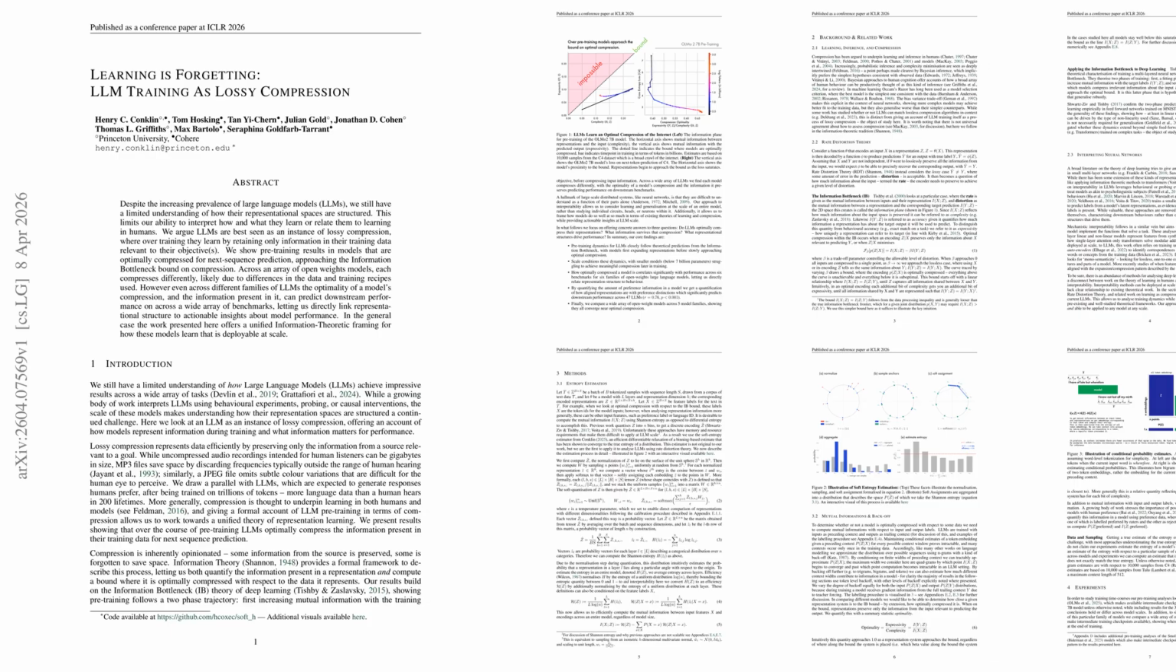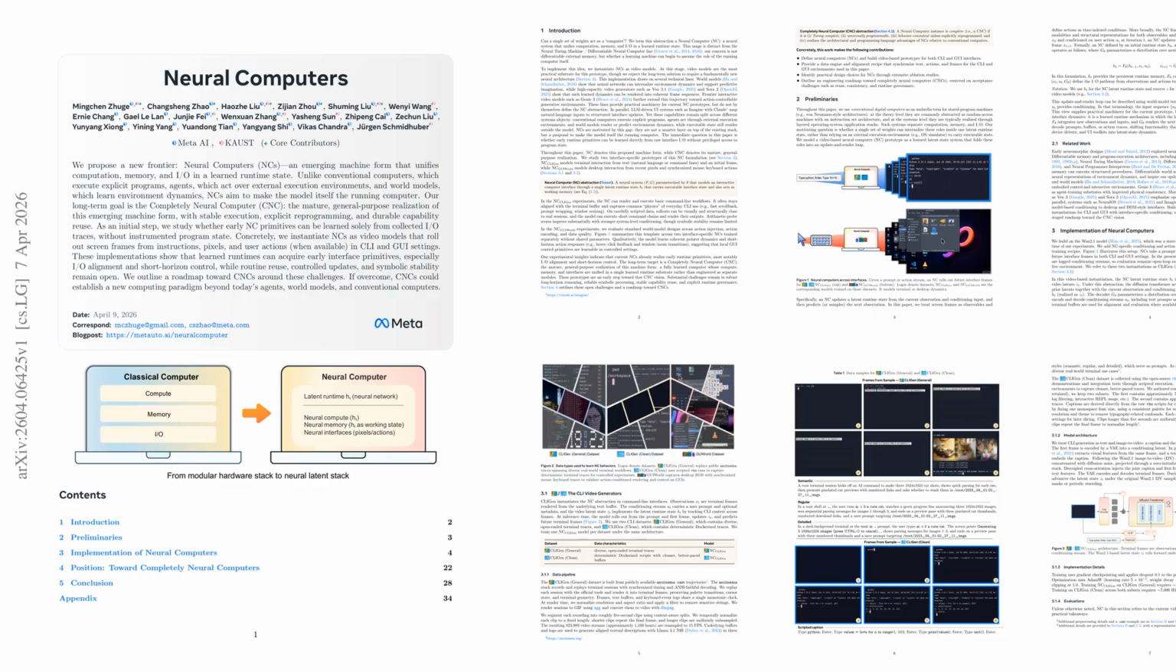Let's explore the third paper, Neural Computers. Neural Computers proposes a new machine form in which a single learned latent runtime state, rather than an external operating system, unifies computation, memory, and I/O. The paper operationalizes this abstraction with two video model prototypes built on Wan2.1, NC-CLIGen for terminal interfaces and NC-GUI for desktop GUIs. Both are trained only from synchronized I/O traces, not instrumented program state.